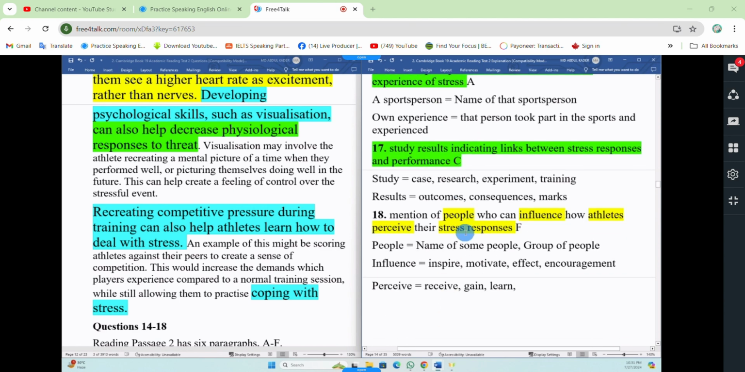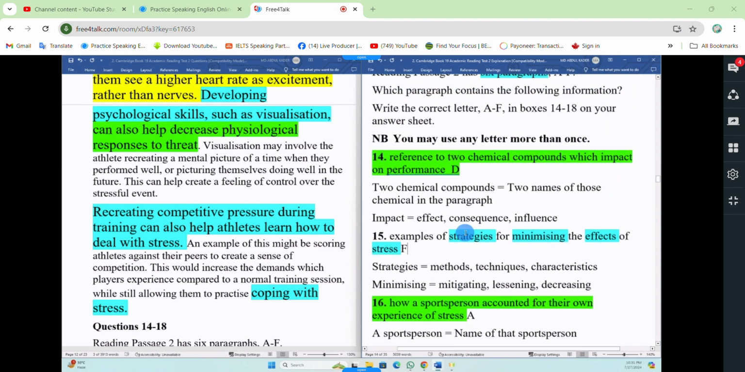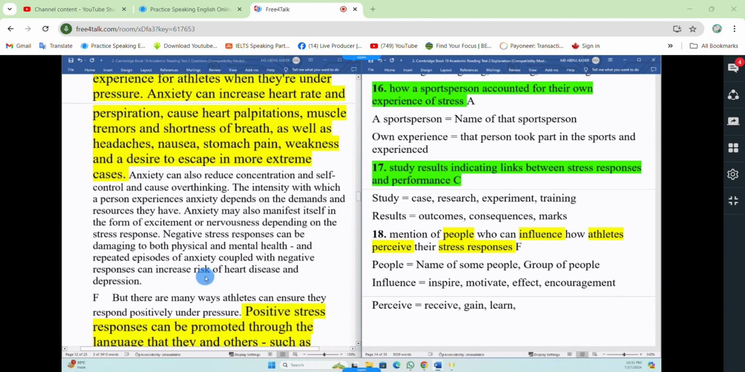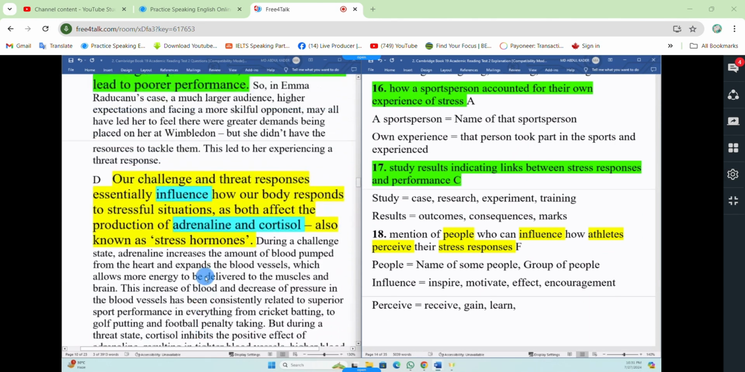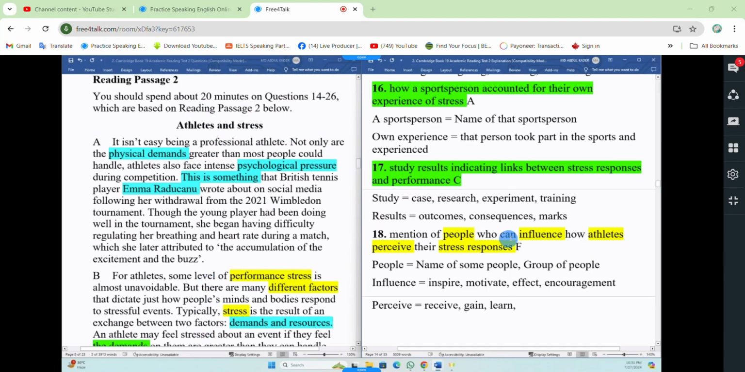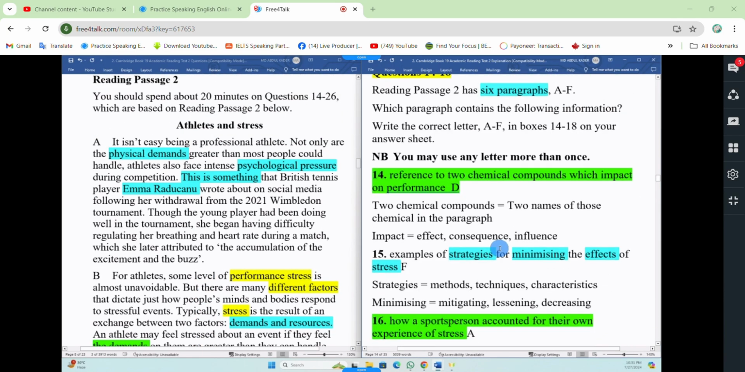So finally, we've done questions 14 to 18. This is all about information matching, or finding information in the paragraphs, how to find the information in the paragraphs. So to do so, now I would like to review this session, what we did together.